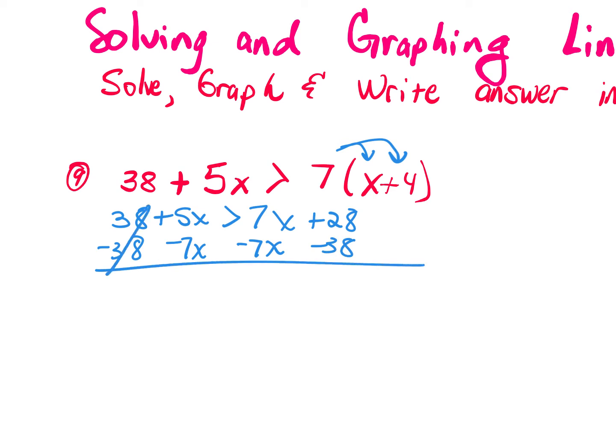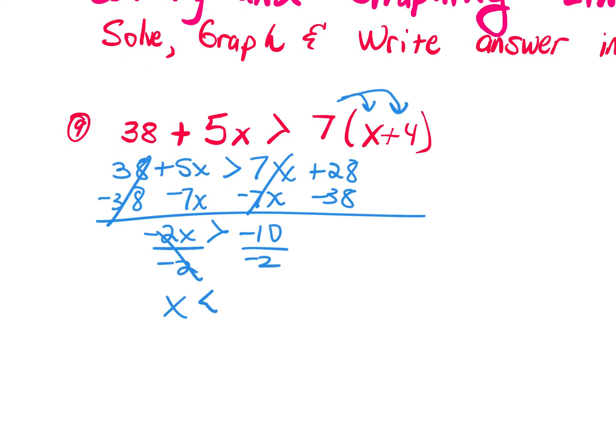So my 38's cancel out. I have negative 2x is greater than, 7x's cancel out, 28 minus 38 is negative 10. Divide both sides by negative 2. As I divide by this negative 2, I have to flip my inequality. Then negative 10 divided by negative 2 is positive 5. So right here is our solution to our inequality.